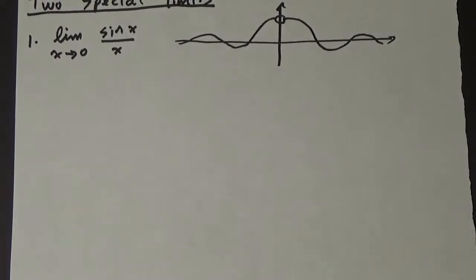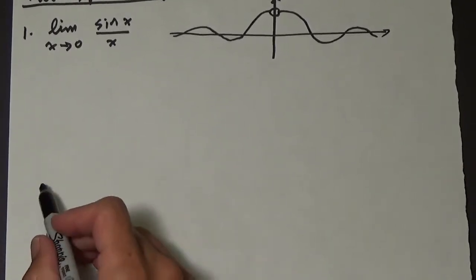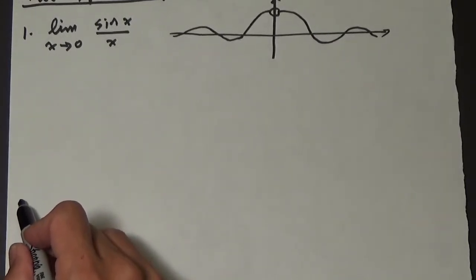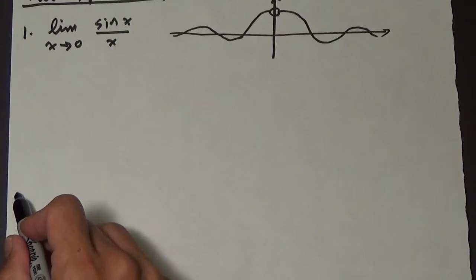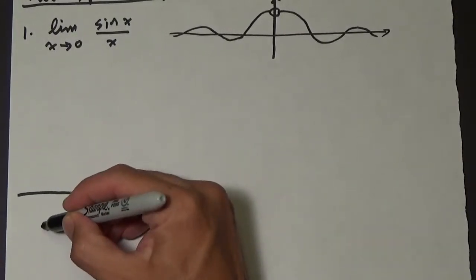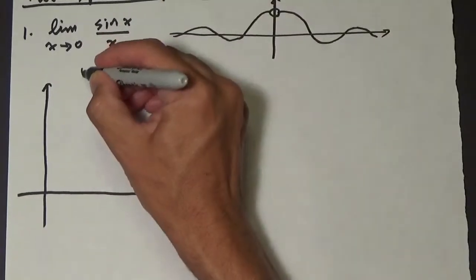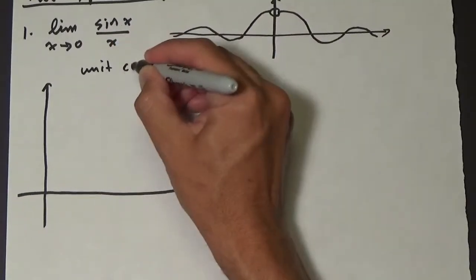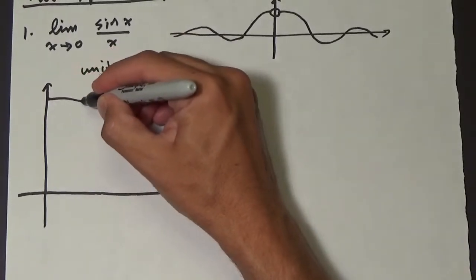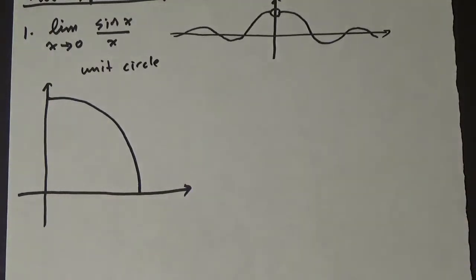All right, so to prove this, we first need a diagram. It's actually kind of a neat little proof. So we're going to take a quarter of a unit circle. We'll take the first quadrant of a unit circle. This is a unit circle. Let's see if we can do this well. That's not too bad.